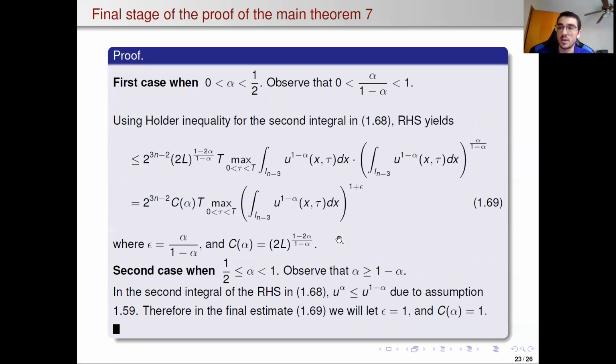Now we can take our second case when alpha is greater than or equal to 1/2 but less than 1, and we know that alpha is greater than or equal to 1 minus alpha. So then in our second integral of the right-hand side of 1.68, we know that u^alpha is less than or equal to u^(1-alpha) due to 1.59. So in 1.69, we have the same equation, except that epsilon is equal to 1 and c(alpha) is also equal to 1.